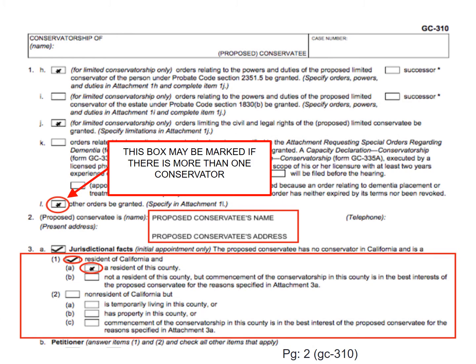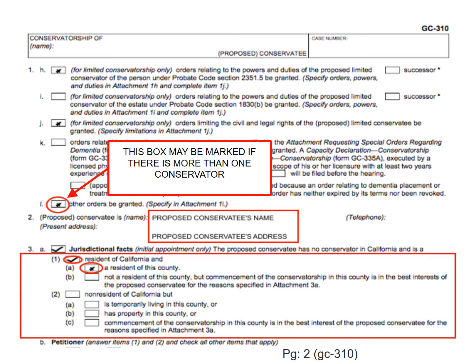On page 2 of Form GC-310, check the boxes next to items 1H and 1J. By checking these boxes, you are asking the court to limit the civil and legal rights of the conservatee and to grant you the power set forth in the attachments to this petition. If there are more than one conservator, then also check the box next to 1L. If there is only one conservator, then leave unchecked box 1L.